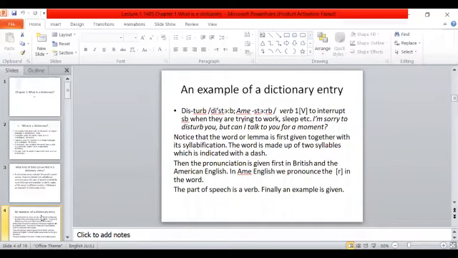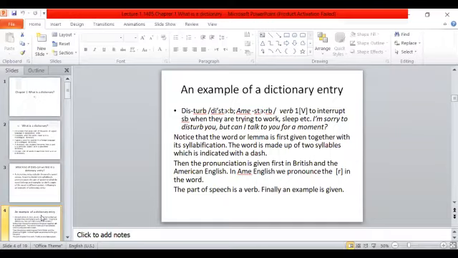An example of a dictionary entry. Disturb. First, we have the lemma, which is disturb. It is divided into 2 syllables, which indicates there is syllabification. And then between 2 slashes, we have first the pronunciation in British English, and then the pronunciation in American English. Notice that R is being pronounced before a consonant in American English.